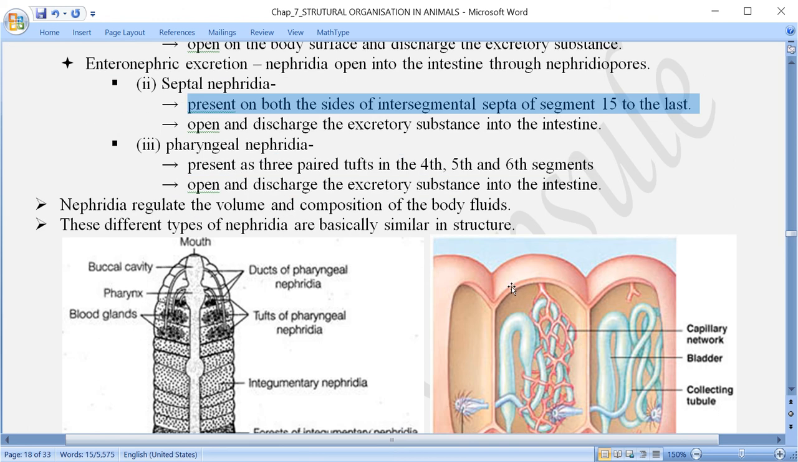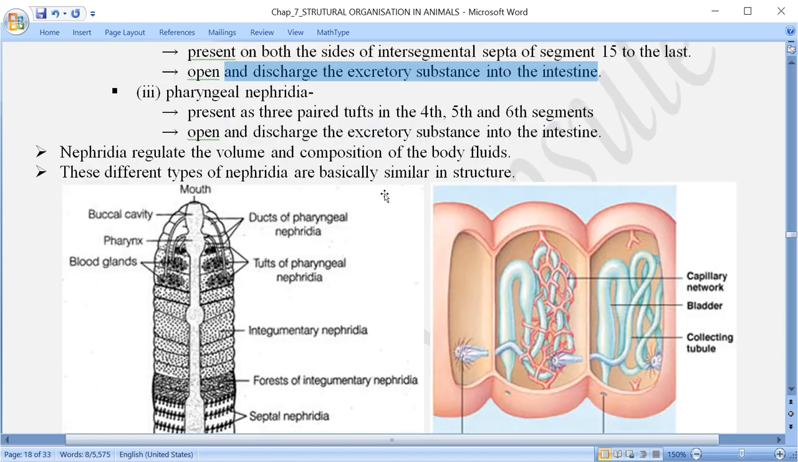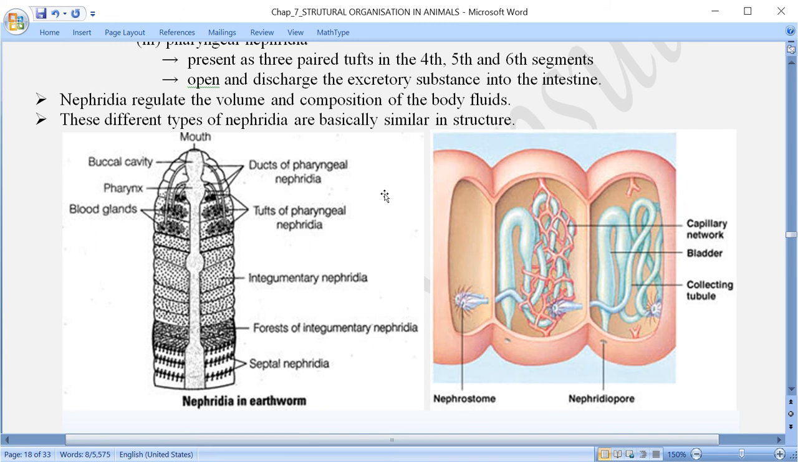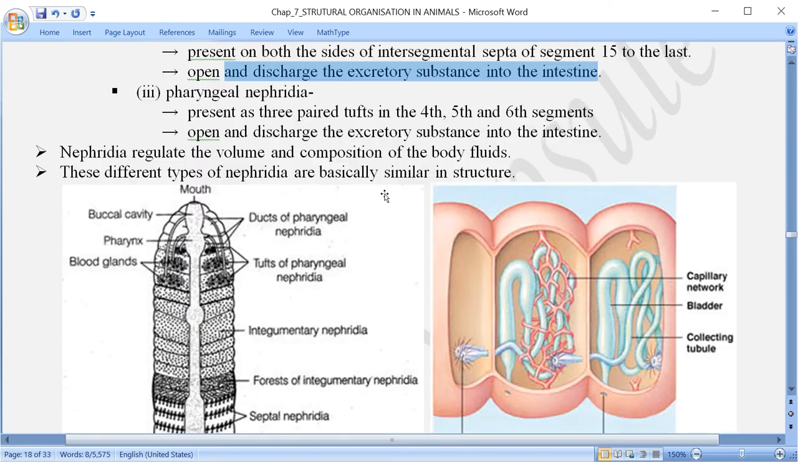Let's have a look over here. This is one segment, this is another segment. So in between here, तो उसके पास ये क्या चीज़ है, attached है. किसकी बात कर रहे हैं हम? Septal nephridia. And they open and discharge the excretory substance into the intestine. अपने इनके पास जो भी collection या फिर absorption किया है, that has to be removed into the intestine.